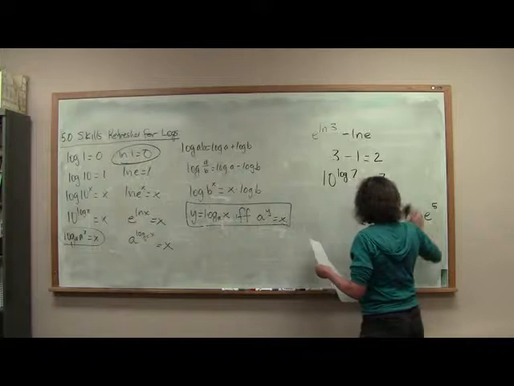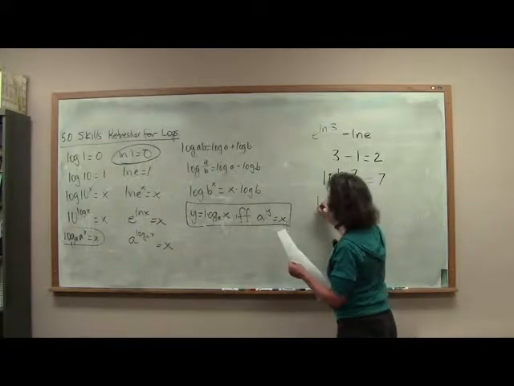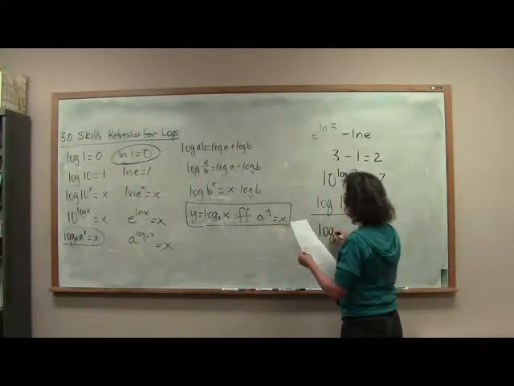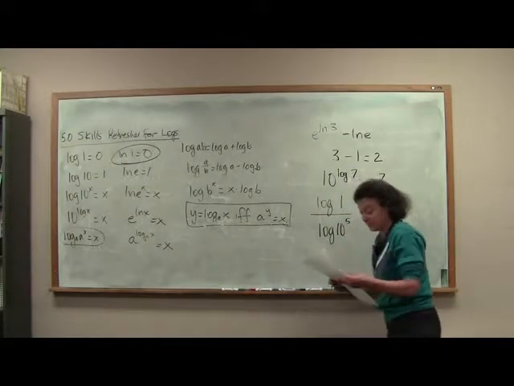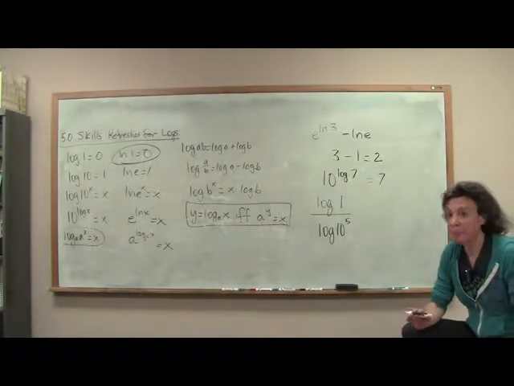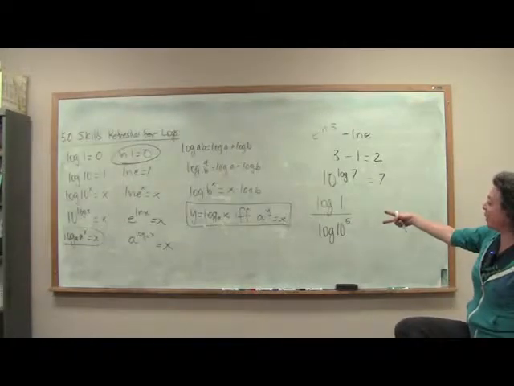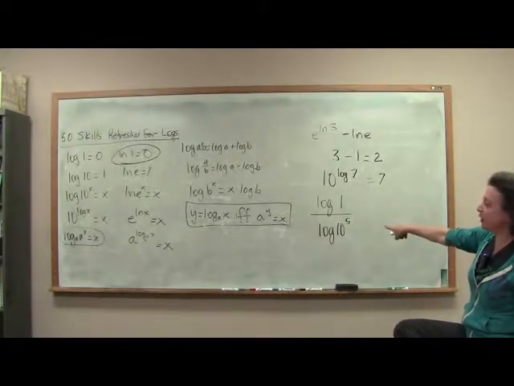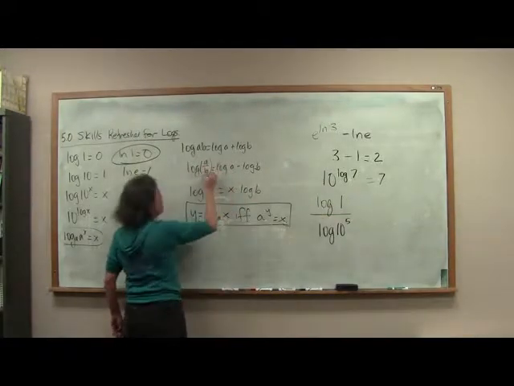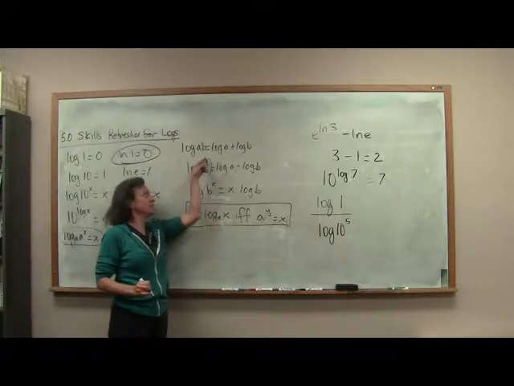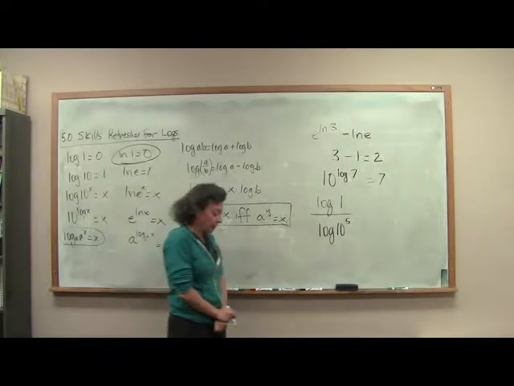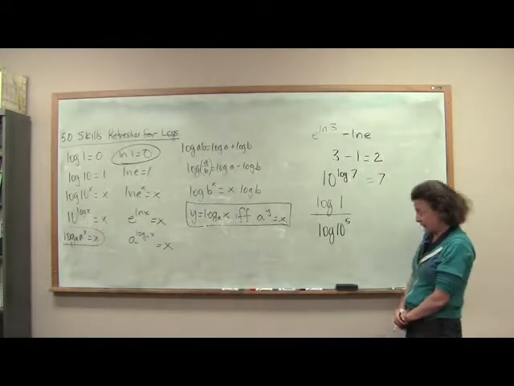Okay, now what if I have this? The log of 1 divided by the log of 10 to the 5th. Now, however tempting it might be, do not write this as a single log of 1 over 10 to the 5th. Notice, here we're taking the log of a quotient. That's different than saying log of something in your numerator and log of something in your denominator. Fortunately, we can still evaluate this.